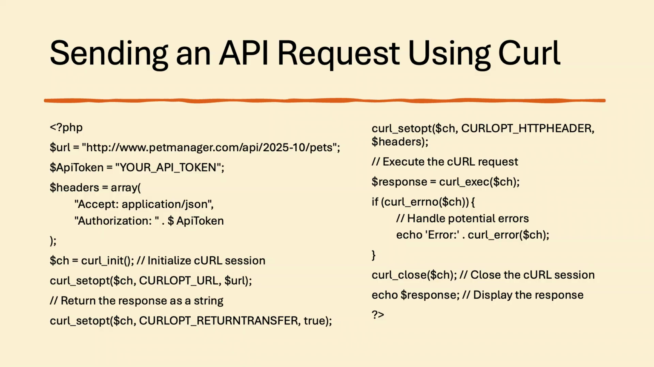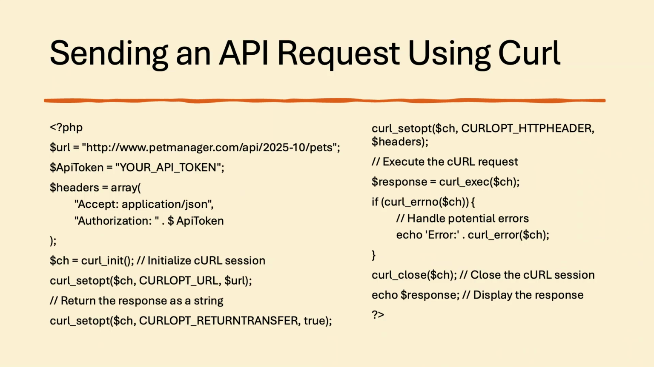I've got some headers. I've set it to accept, which means that I want what I'm receiving sent back in a JSON format. And I'm using an authorization token. That way I can connect and it'll give me a response. And then I do curl init to open up a curl session. I set my URL under curl option URL to set the URL that I want to send this to.